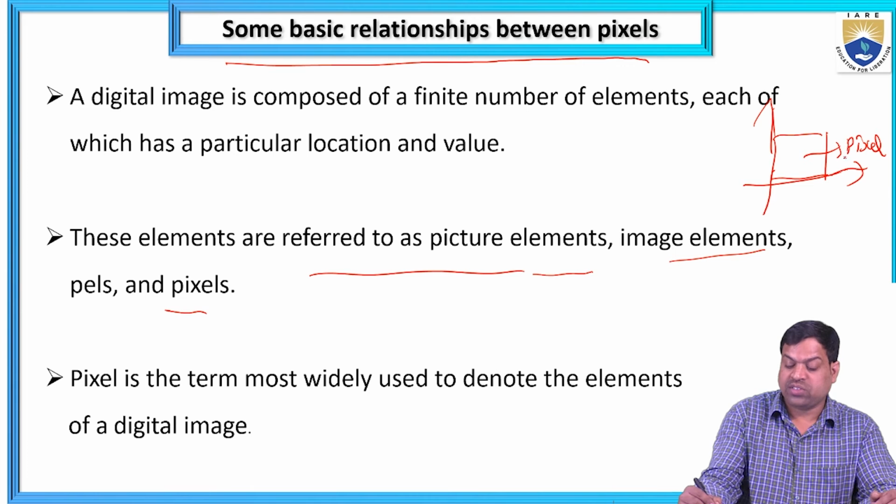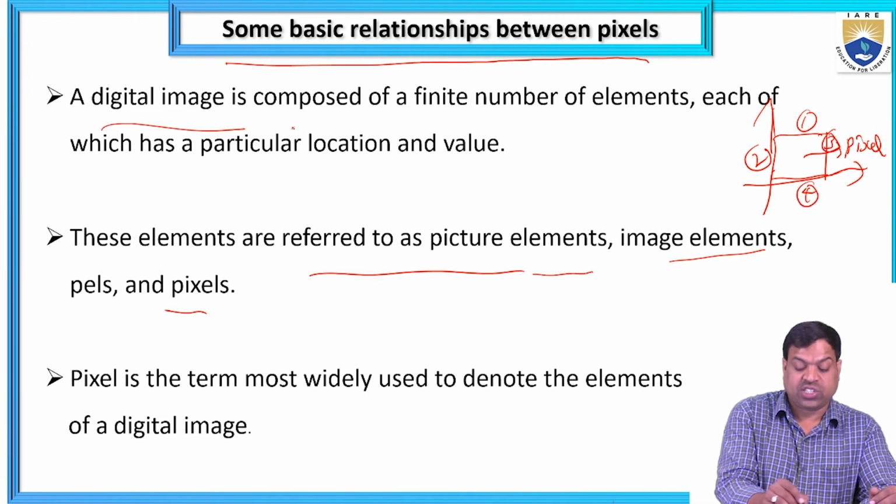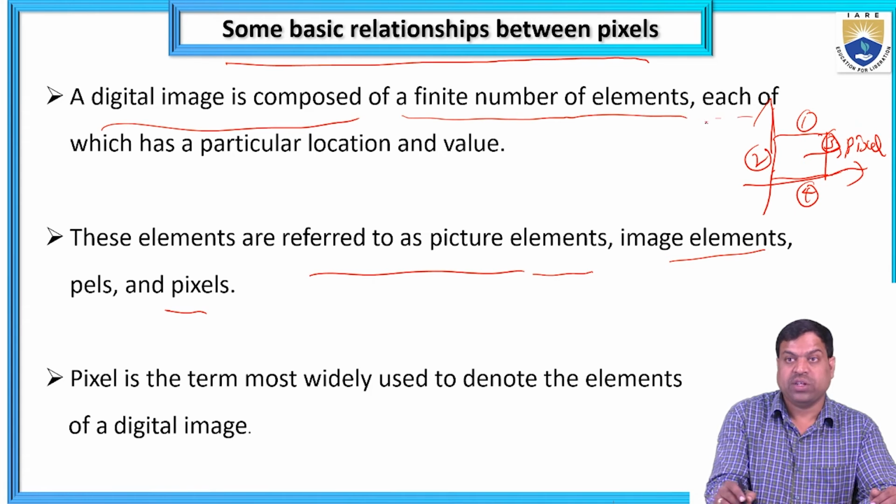So the pixel is a square shape. So how many sides are there? Total 4 sides are there. So I'm taking the 4 neighbors of that one. A digital image is composed of a finite number of elements, each of which has a particular location and value. So every image we have to save in a particular location.